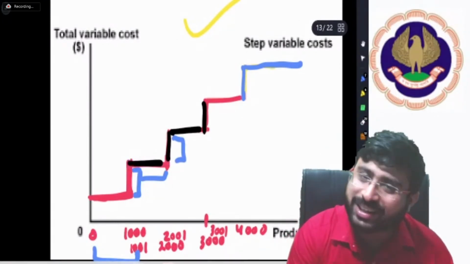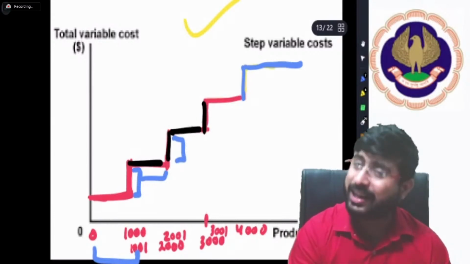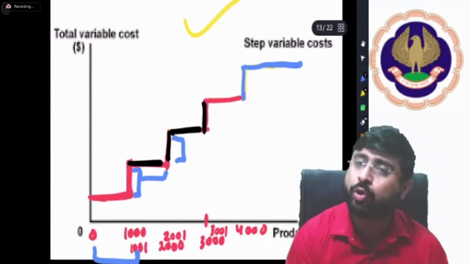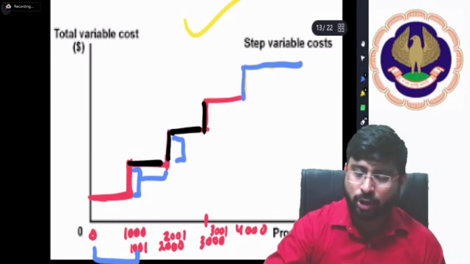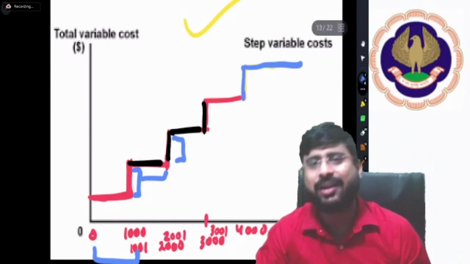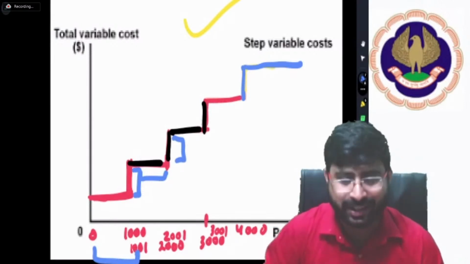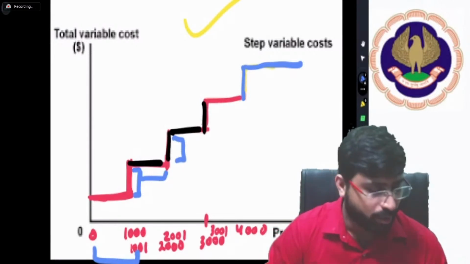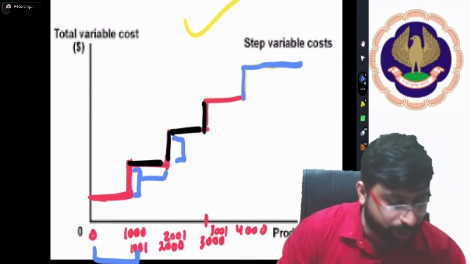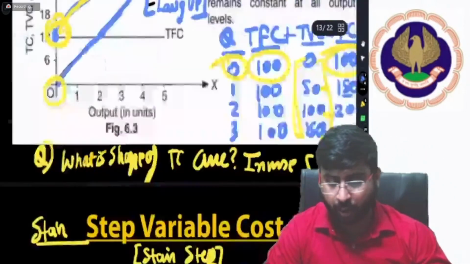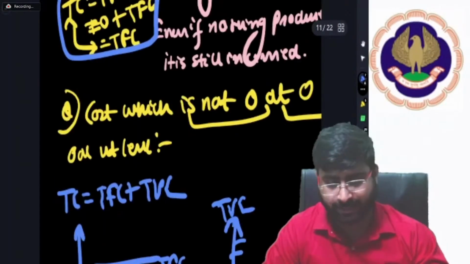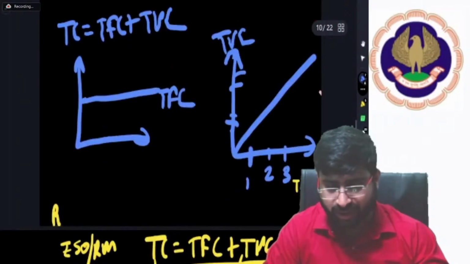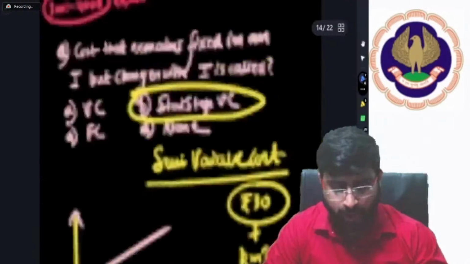Again, it rose a little, again it became constant. Again it rose, again it became constant. So to some extent, it was variable, and to a large extent, it was fixed. And hence, stair-step variable cost, as you would like to call it. That's absolutely correct. My dear friends, is this one crystal clear? A very good one and a very important one indeed.